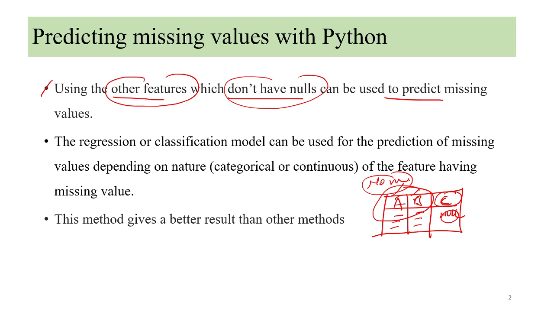So using the other features: other features means here A and B, which do not have missing values or null values, which can be used to predict the missing values. Missing values means here the null values of column C.